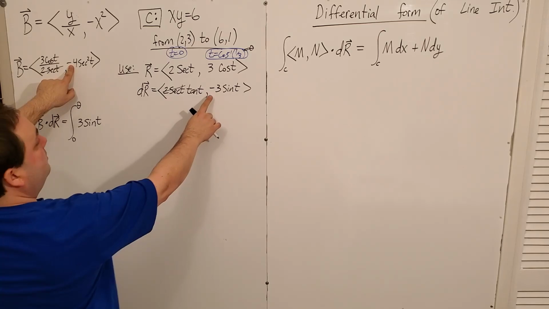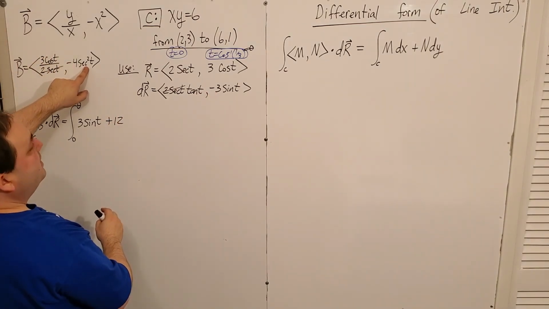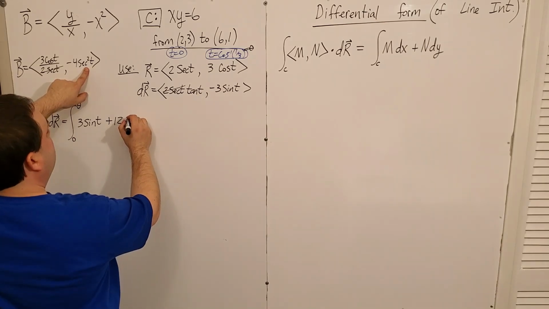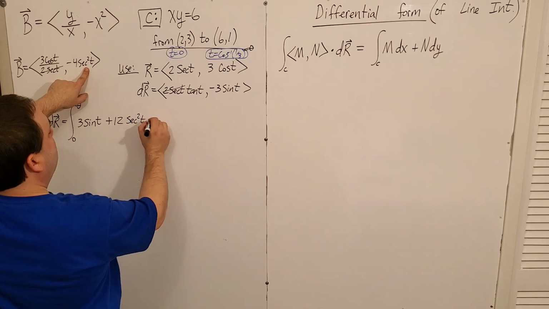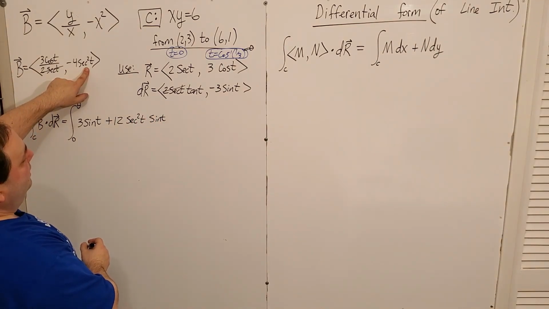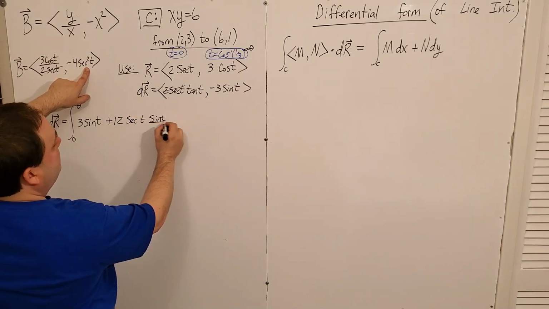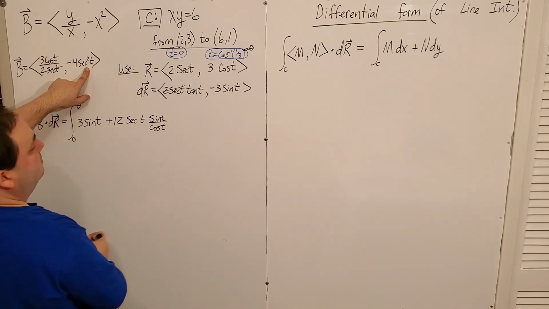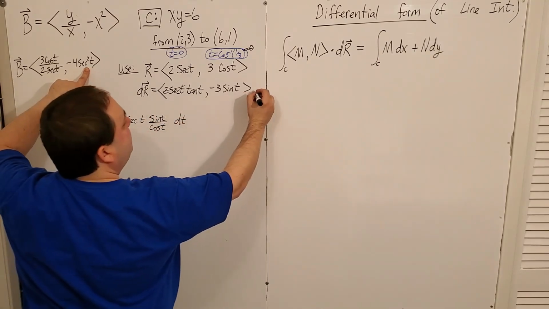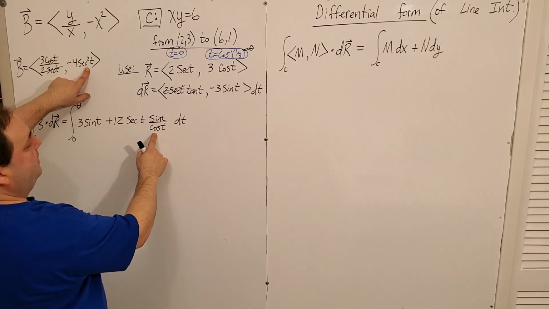Okay. Negative times negative, 4 times 3, I'm going to get a plus 12. Secant squared times sine. Let's see. Secant squared times sine. Well, that's pretty easy. Instead of secant squared, I could just write this as 1 over cosine. And what's sine over cosine? Always forgetting that dt, aren't I? Sine over cosine is just tangent, right?